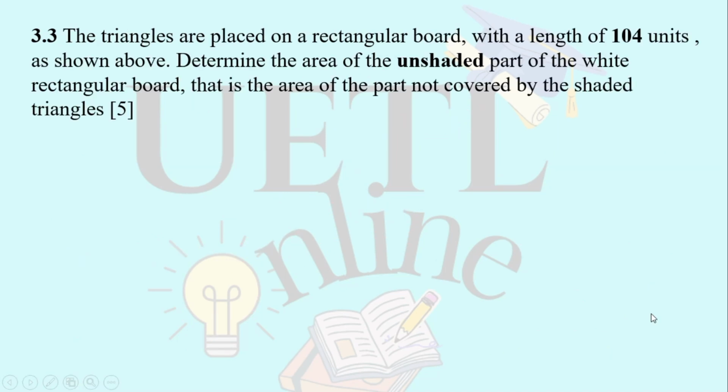Let's go to the last question. The last question says that the triangles are placed in a rectangular board with a length of 104 units.